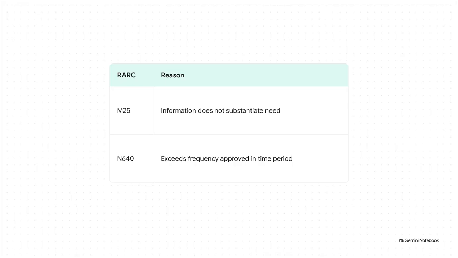To algorithmically narrow down the exact why behind a CO151, we have to look at the RARC crosswalk. When that CO151 drops, it usually brings a remittance advice remark code along with it. N435? That tells you there's just no supporting documentation for the frequency. N640, on the other hand, is a hard stop. You literally just exceeded the allowed number for that time period. And M25, that points directly to a lack of clinical substantiation. Decoding these RARCs, that is your very first step to building a solid defense.